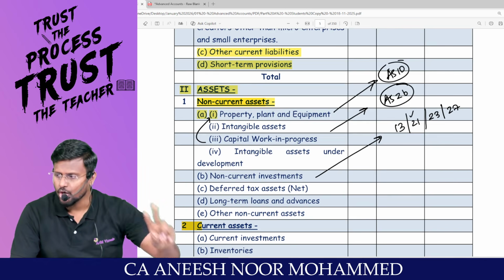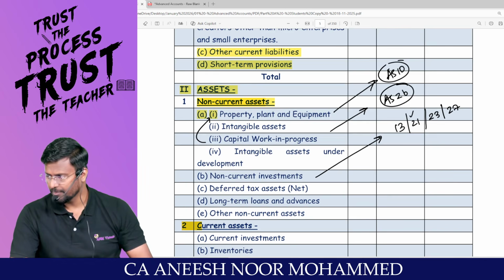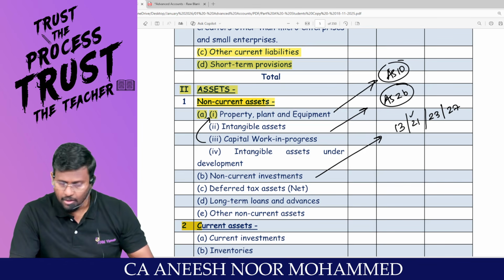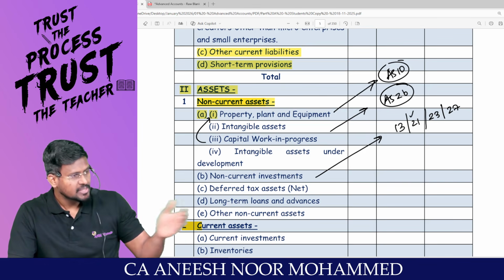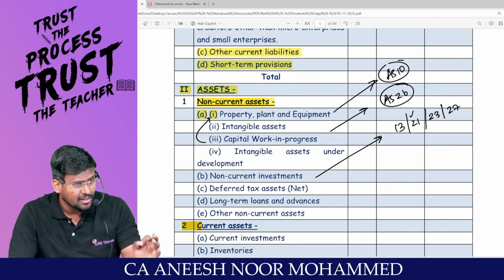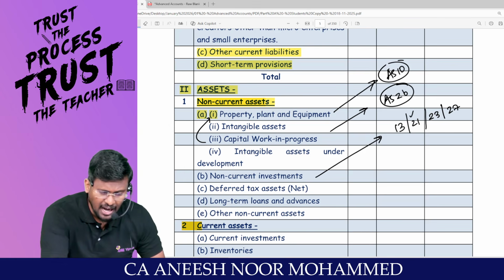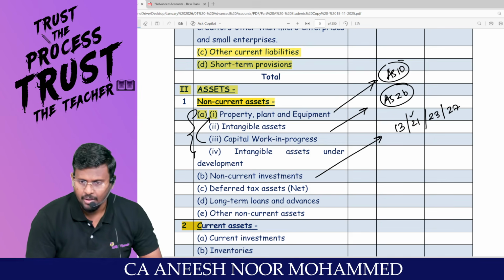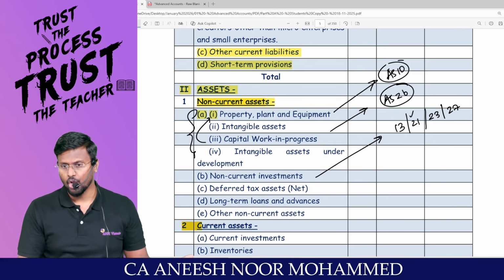Intangible assets, which are long-term in nature. Then capital WIP, which is a building I am constructing. Sir, intangible asset under development. All these are what in nature? Long-term in nature.